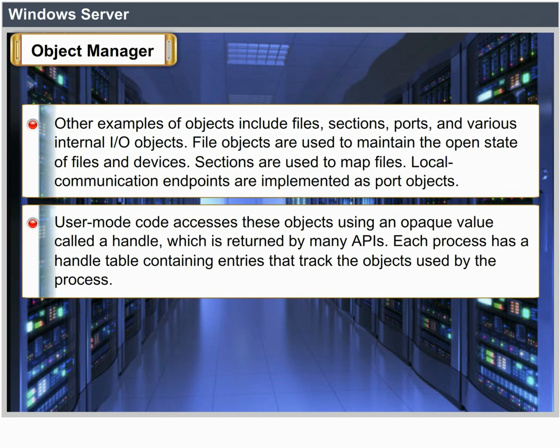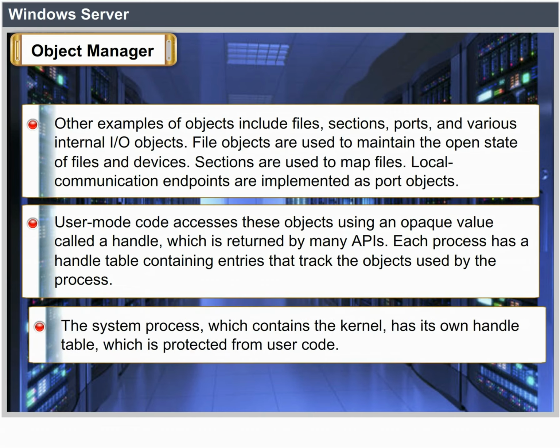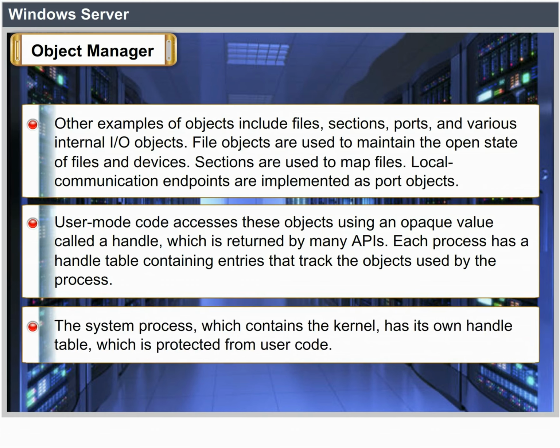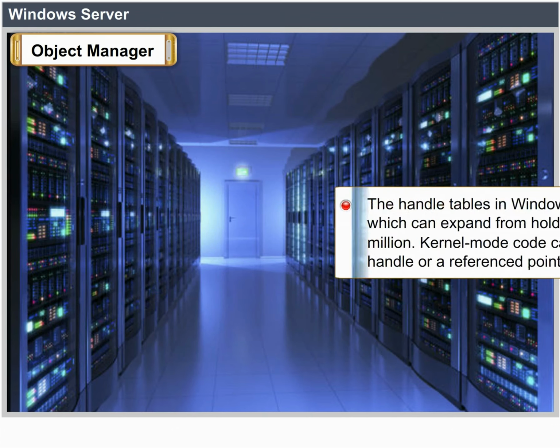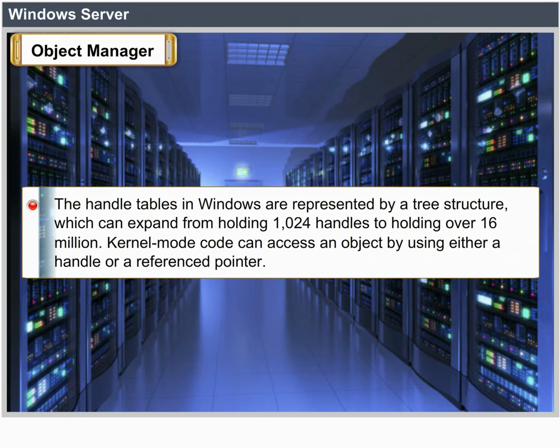User mode code accesses these objects using an opaque value called a handle, which is returned by many APIs. Each process has a handle table containing entries that track the objects used by the process. The system process, which contains the kernel, has its own handle table which is protected from user code. The handle tables in Windows are represented by a tree structure which can expand from holding 1024 handles to holding over 16 million. Kernel mode code can access an object by using either a handle or a reference pointer.